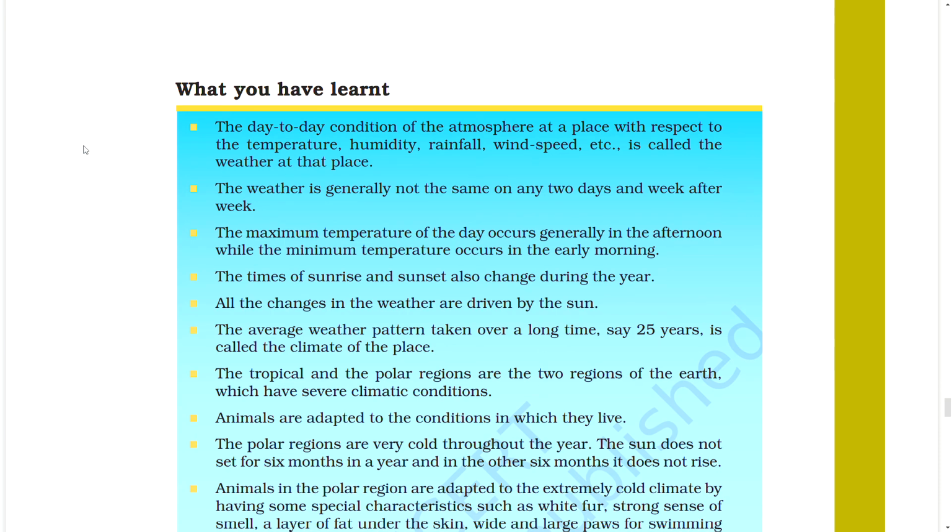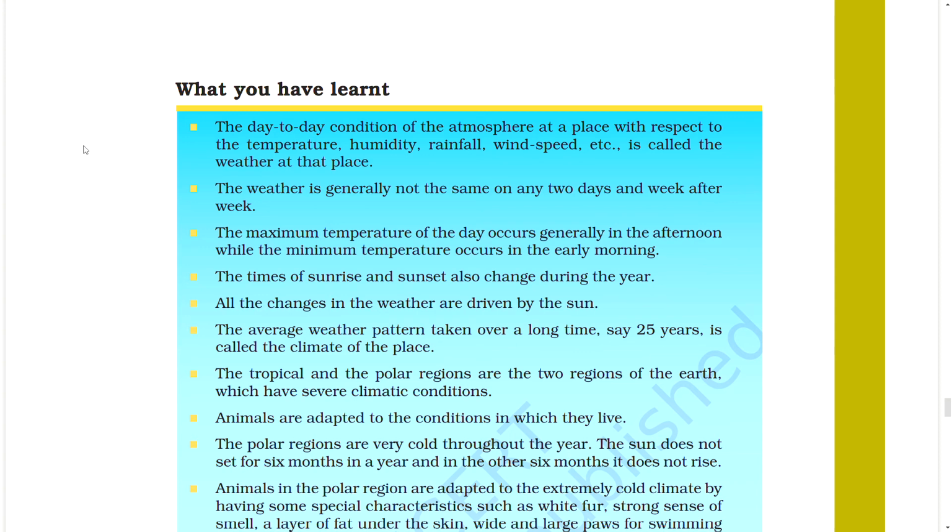What you have learnt: the day-to-day condition of the atmosphere at a place with respect to the temperature, humidity, rainfall, wind speed, etc. is called the weather at that place. The weather is generally not the same on any 2 days and week after week. The maximum temperature of the day occurs generally in the afternoon, while the minimum temperature occurs in the early morning. The times of sunrise and sunset also change during the year. All the changes in the weather are driven by the sun.